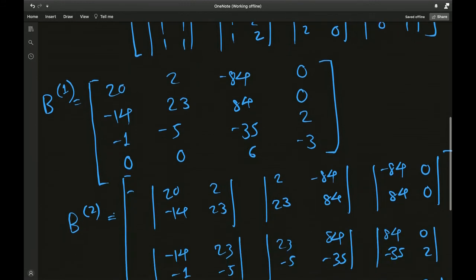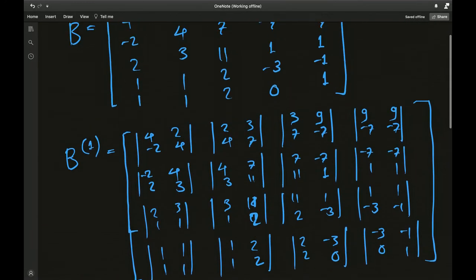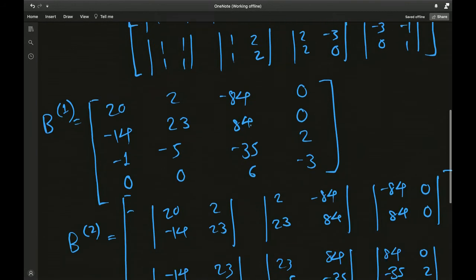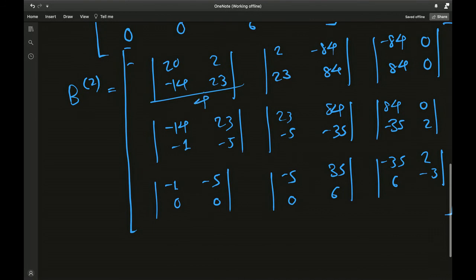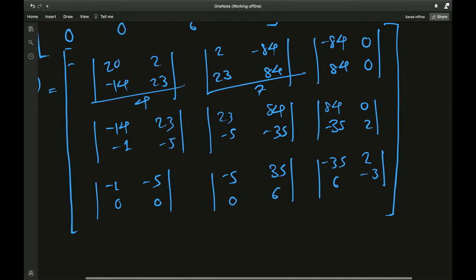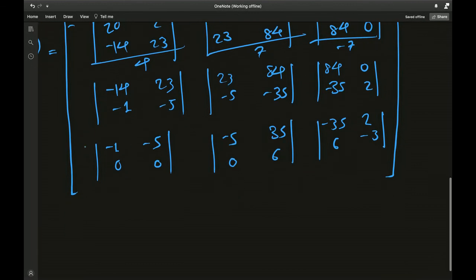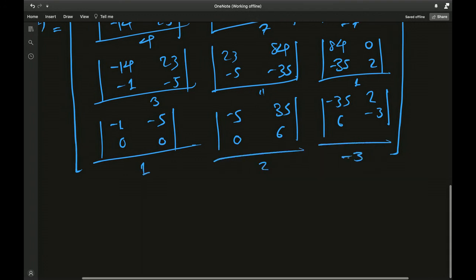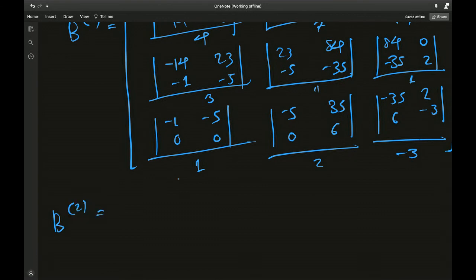So two steps earlier was B, 2 minus 2, 0, so B. And the interior elements, I'm going to circle again. It seems we have 9 interior elements that correspond to the 9 entries of the 3x3 we get at step 2. So I'm just going to divide each of these. This one gets divided by a 4, this by a 7, this by a negative 7, this by a 3, 11, 1, 1, 2, negative 3.